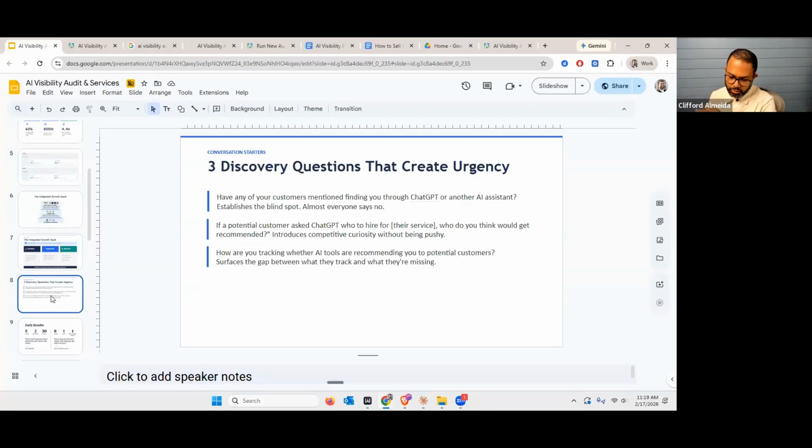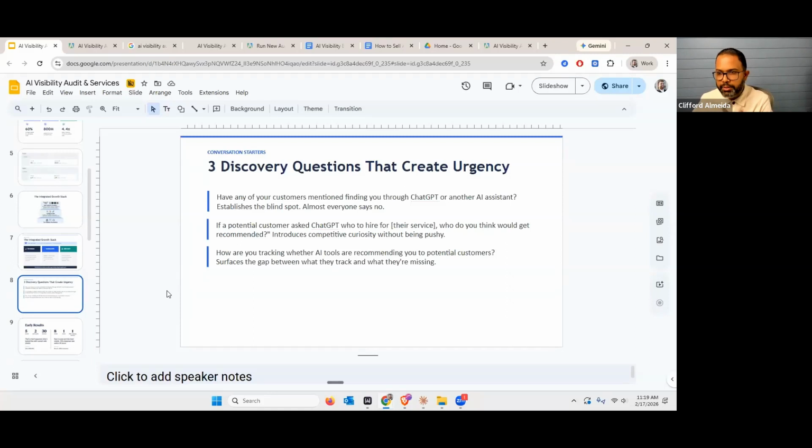What are the ways that you ultimately are able to start having conversations with your existing customers? These are three discovery questions that create urgency and work really well. This is not urgency like FOMO, but urgency like, hey, we need to have that conversation. Every time you postpone it, someone is gaining a competitive advantage over you, and those who are looking for your services are going to the competition.